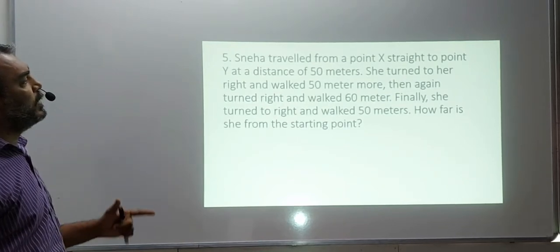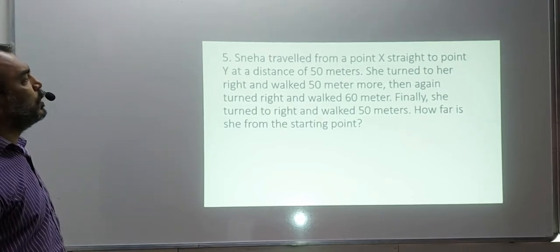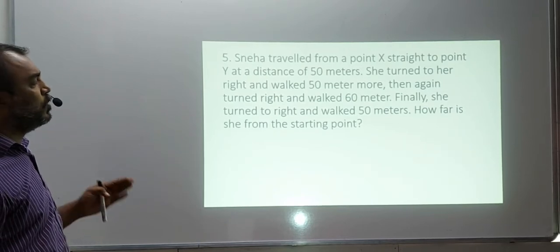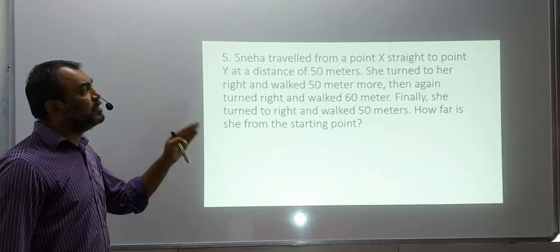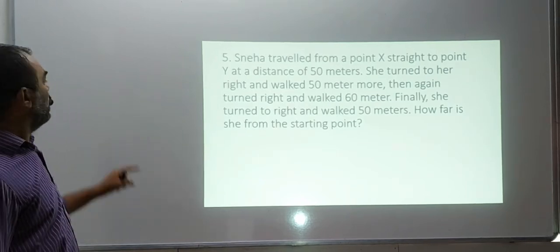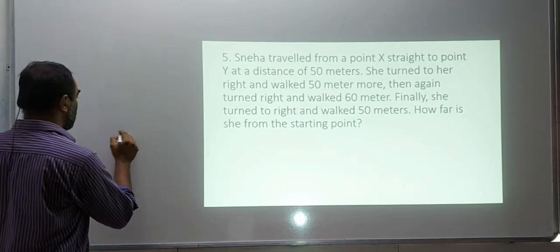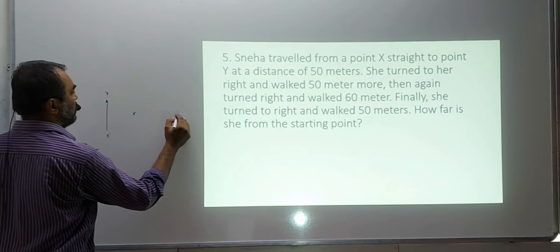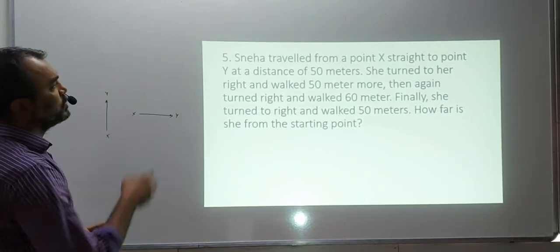So Neha traveled. Now you see here, it starts with traveled from a point X to a point Y. So here they have not mentioned any direction so far. It hasn't said north or south or east or west. So this is a different type of question in which the initial direction is not mentioned. So you do not need north or south. What do you need? A point X and a point Y. So you can even take X and Y to be like this, or X and Y to be like this. Now that depends upon your choice because no direction is mentioned.